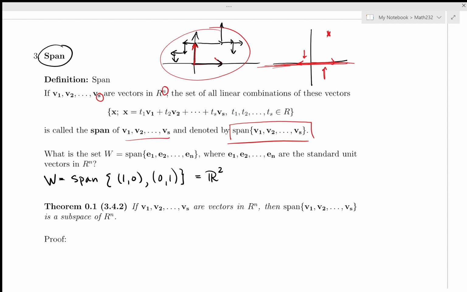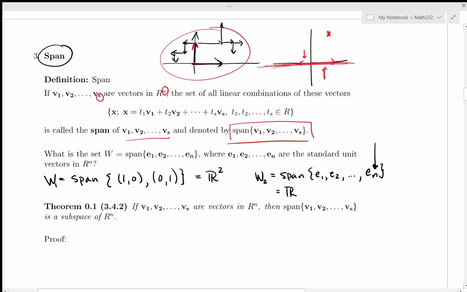And it is true that if we take this W to be, let's call that W1 so we don't get confused, and call this W2 the span of e1, e2, dot, dot, dot, en, notice now this is n, and we ask where can we go with those standard unit vectors, then that is equal to Rn. Okay, so we now have a theorem. If we have S vectors in Rn, then the span of those is a subspace.